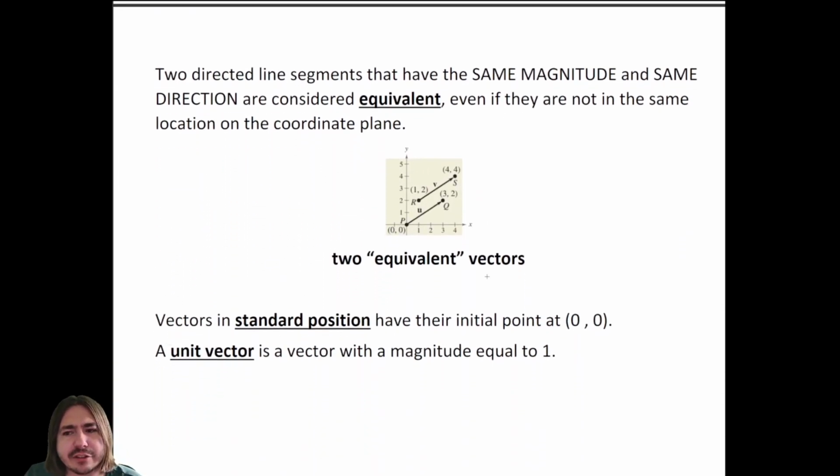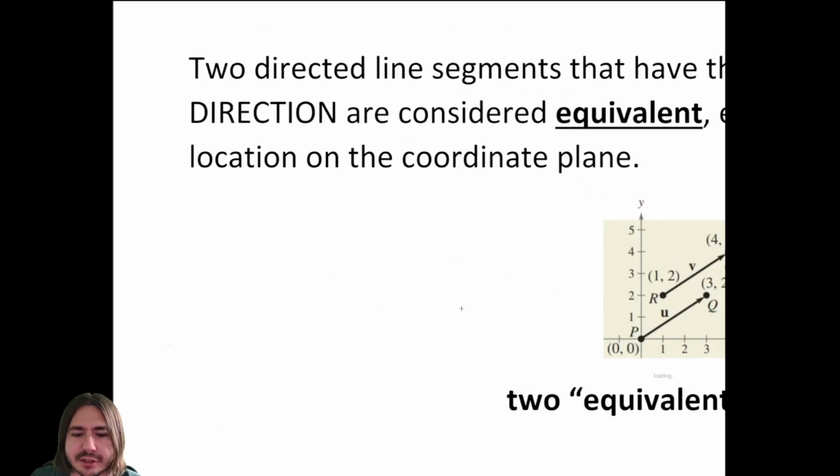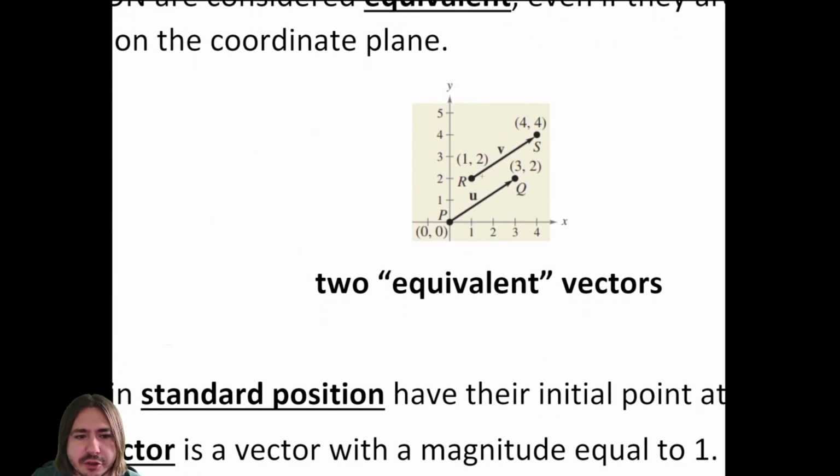Now, when you have vectors that have the same magnitude and the same direction, they are considered equivalent regardless of where they are on the plane. If you look at this little picture up here, maybe I'll zoom in a little bit so you can see it easier. These are two vectors. One is PQ and the other one's RS. Notice how they're pointing in the same direction and they're the same length. So we say that they have the same magnitude and the same direction, and so we consider them equivalent.